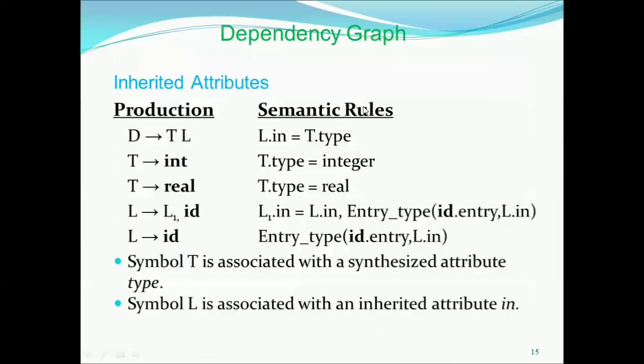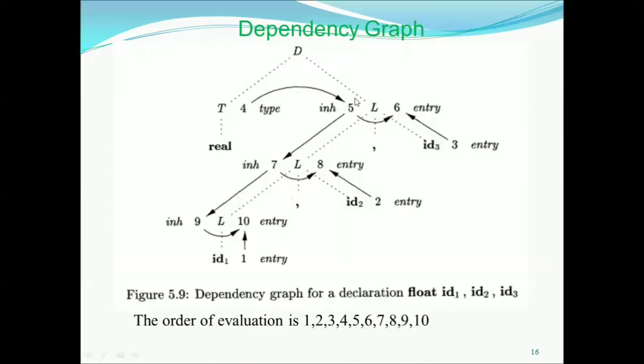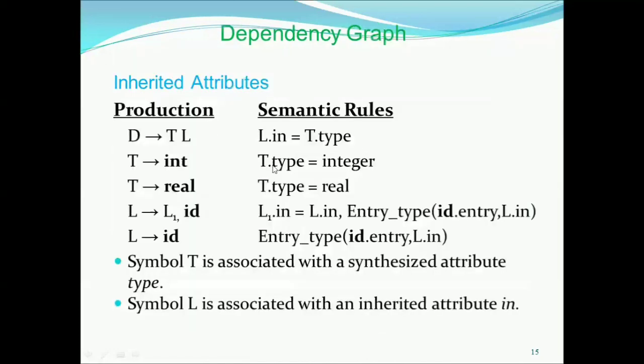So the semantic rule for this will be L dot inherited is equal to T dot type. How have you written that? Because you are going to get this L dot inherited value from this T dot type. My T dot type is simple because it's a direct value. T dot type is equal to integer, T dot type is equal to real. I hope you understood this one.